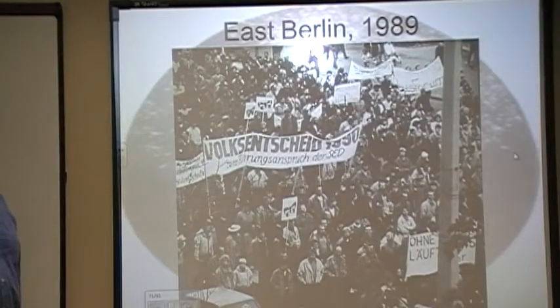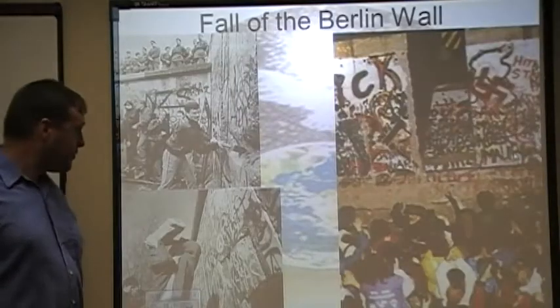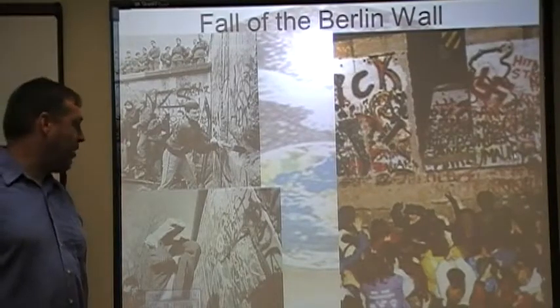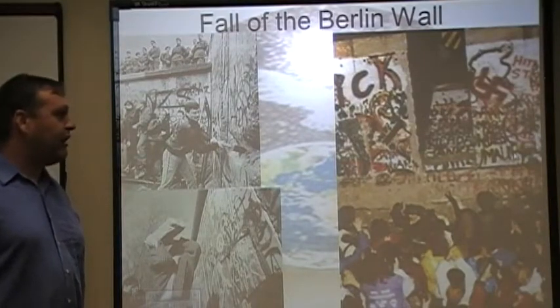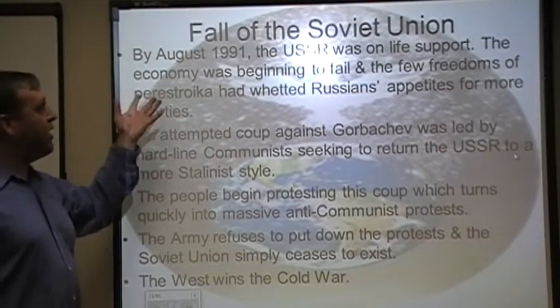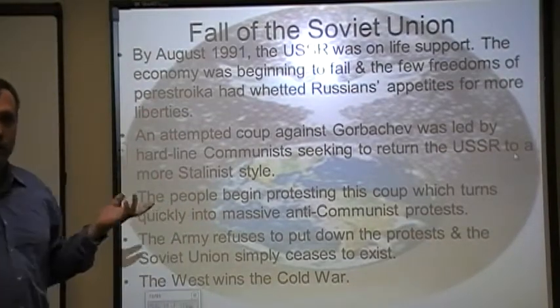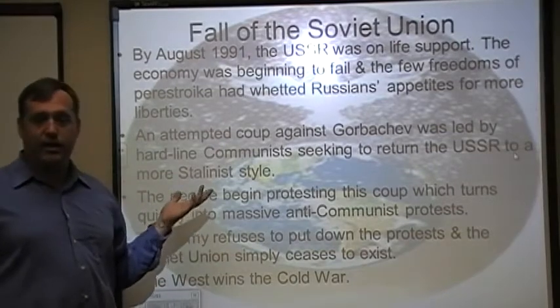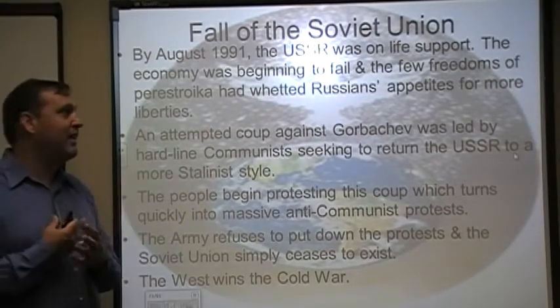This is East Berlin in 1989. And this is the wall coming down in that same year, and the East Berliners are going to be heading west. By August of 1991, really the USSR was kind of on life support, right? They're in a hospital, they got the tubes in.